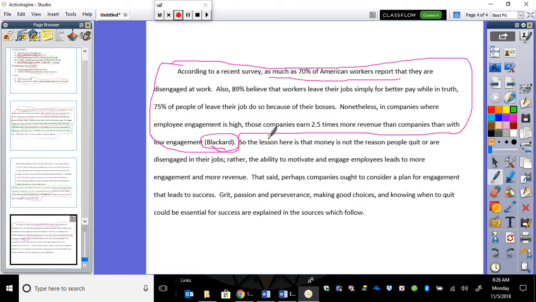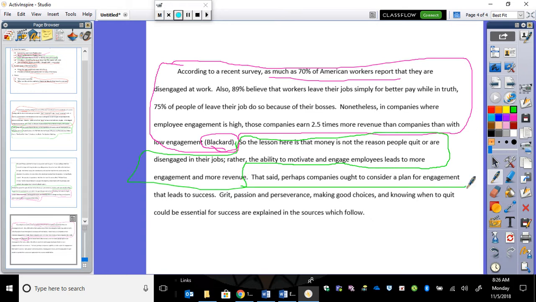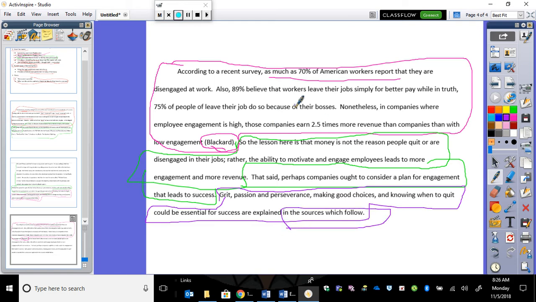Then we have a narrowing step. So the lesson here is that money is not the reason people quit or are disengaged in their jobs. Rather, the ability to motivate and engage employees leads to more engagement and more revenue. So there's a narrowing step. And this is actually more of the narrowing step, which then brings us to the thesis, the main idea that we are going to be analyzing in the three sources, which is grit, passion and perseverance, making good choices, and knowing when to quit could be essential. As, and they're explained in the sources which follow. So obviously then we've got our 3 paragraphs worth of analysis, one in perseverance, one for making good choices, and the third one is for knowing when to quit.